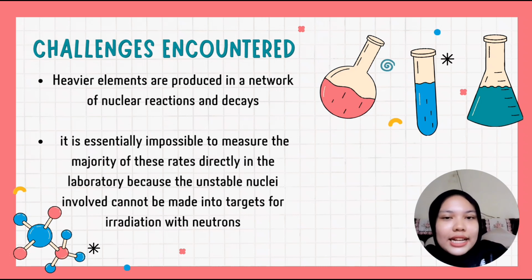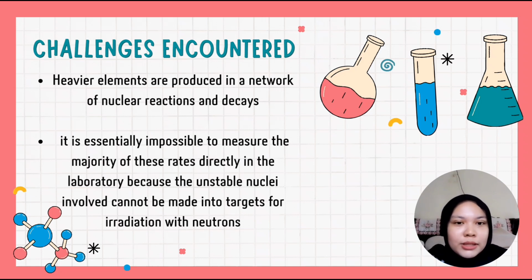Next, what are the challenges encountered and the proposed solution? For the challenges encountered, nuclear fusion reactions in stars are responsible for creating most of the light elements up to iron. Heavier elements are produced in a network of nuclear reactions and decays, mainly involving the capture of neutrons by unstable nuclei that only exist for fractions of a second. Therefore, it is essentially impossible to measure the majority of these rates in the laboratory, because the unstable nuclei involved cannot be made into targets for irradiation with neutrons.